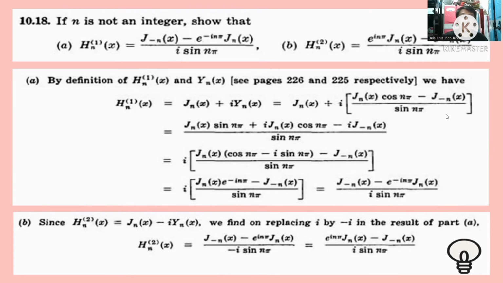By the definition of H_n^(1)(x) and Y_n(x), see pages 226 and 225 respectively, we have H_n^(1)(x) equals J_n(x) plus iY_n(x), equals J_n(x) plus i [J_n(x) cos nπ − J_{−n}(x)] / sin nπ. What we get from that is [J_n(x) sin nπ + iJ_n(x) cos nπ − iJ_{−n}(x)] / sin nπ.